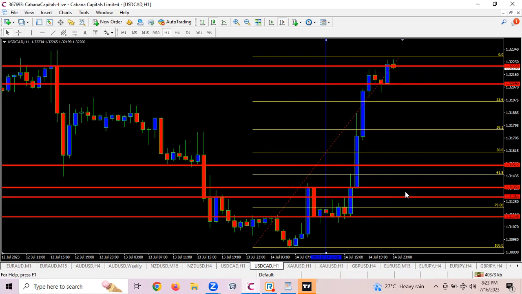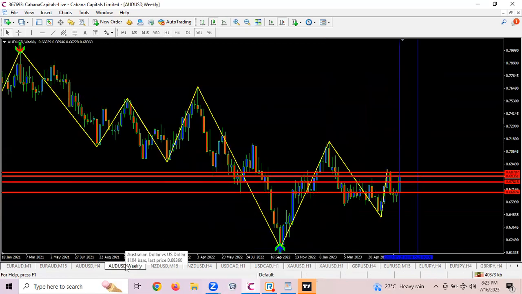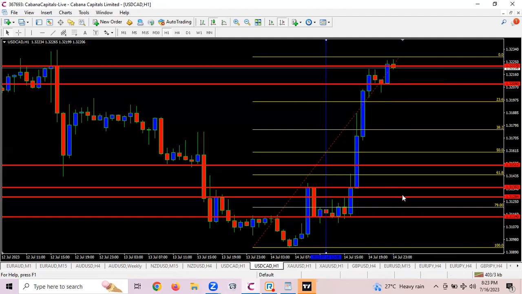Remember, USD CAD is negatively correlated with Australian dollar USD and GBP USD. So if our bias on Australian dollar USD is bearish, then we should look for buy setups on USD CAD. Now, it's possible that price will not pull back to this level before it starts going up. What you need to do is look at Australian dollar USD. If Australian dollar USD starts selling and you have a good buy setup on USD CAD, you can buy. USD CAD might not drop to this level.